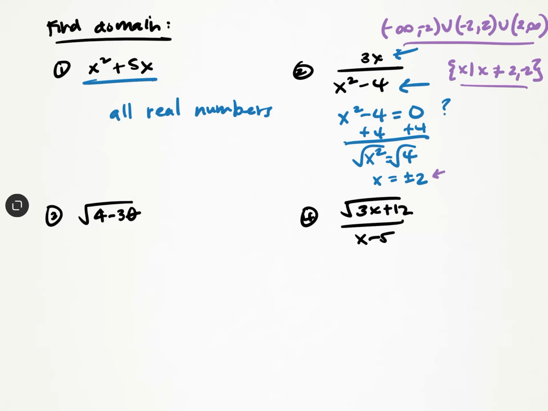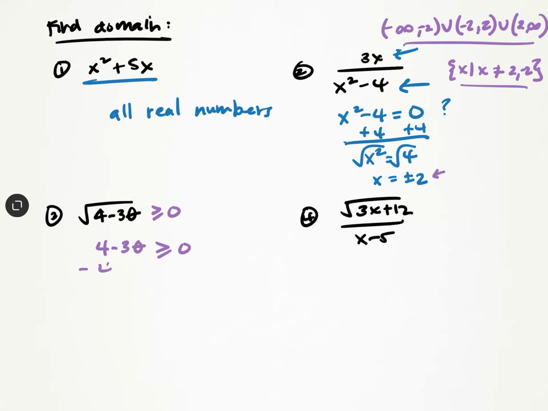Okay, number 3 is a square root type problem. So we said that the square root has got to be not negative, so it's got to be either 0 or positive. So one way we can set this up is we can say that it's greater than or equal to 0. That means that it could be 0 or bigger. Let's go ahead and start solving this. Actually, we don't even need the square root. We just need to worry about what's in the square root. So we can say 4 minus 3 theta is greater than or equal to 0.